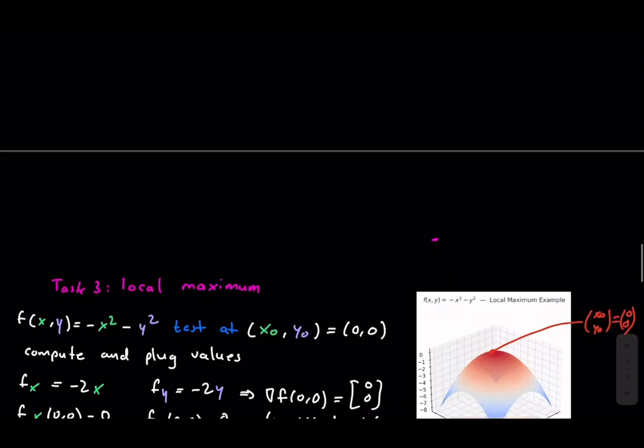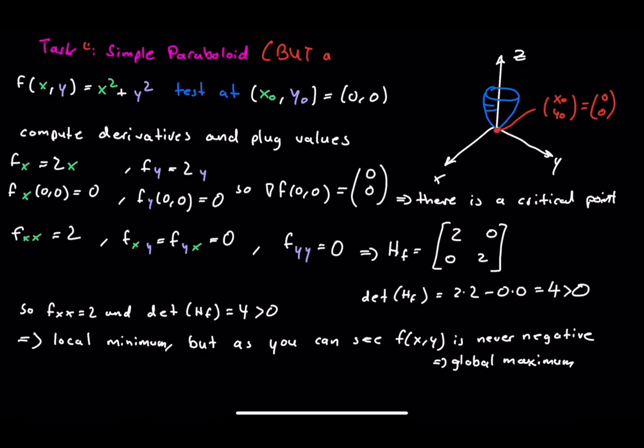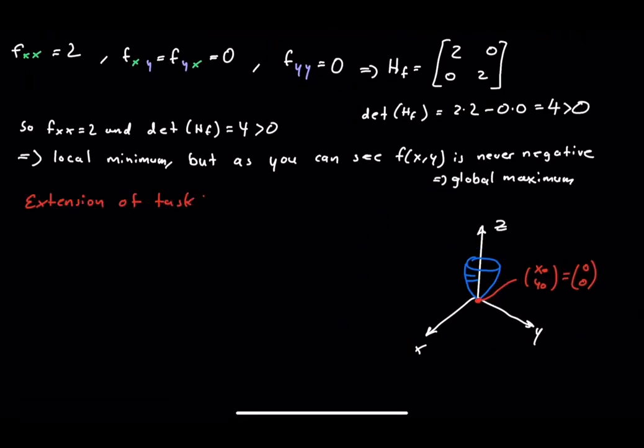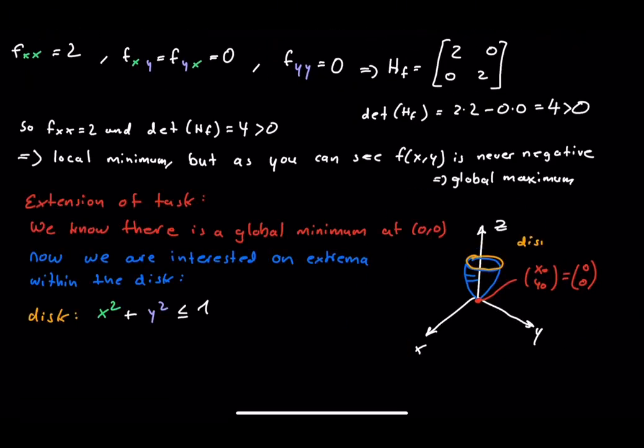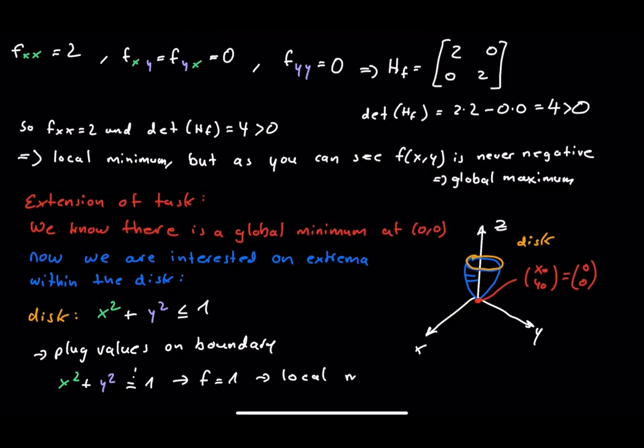For example, f(x, y) equals x squared plus y squared on the region where x squared plus y squared is less than or equal to 1. Inside, the gradient equals 0 at the origin. That gives f equals 0. On the boundary, where x squared plus y squared equals 1, the function equals 1. So the global minimum is 0 at the center, and the global maximum is 1 on the circle's edge.